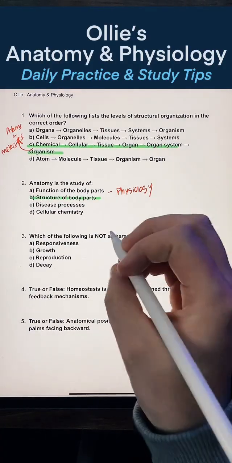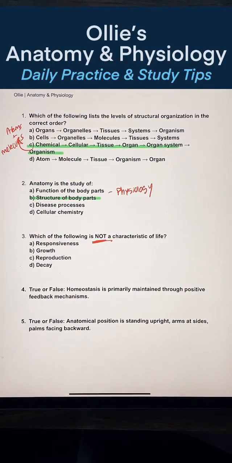Number 3, which of the following is not a characteristic of life? Which of the following is not a characteristic of life? A, B, C, or D? What do you guys think?